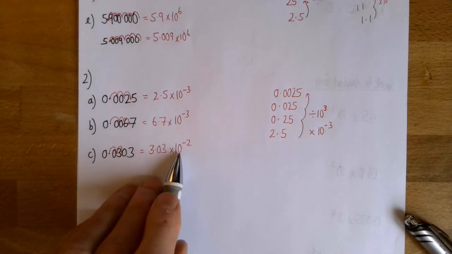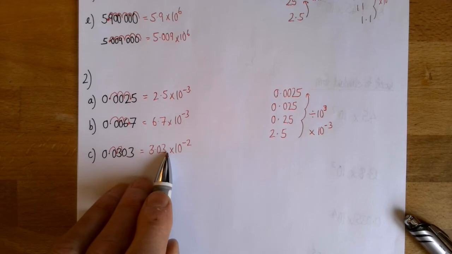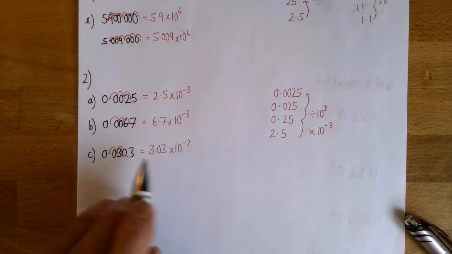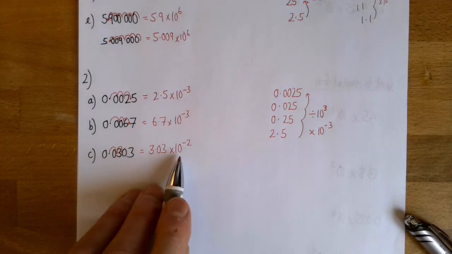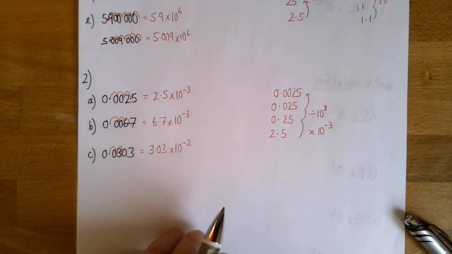Remember, this is the same as saying divided by 10 squared, multiplied by 10 to the minus 2. To take this number back to this number, that's what I have to do. I'd have to divide by 10 squared, which is the same as multiplying by 10 to the power of 2.